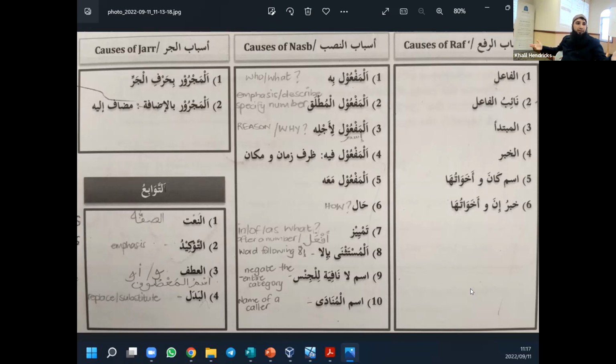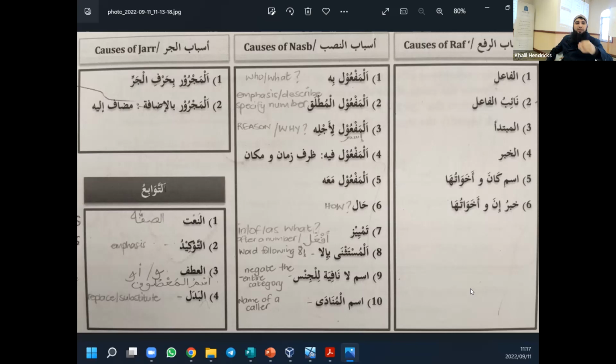Mawsuf can be in any hal, depending on what function is playing in the sentence. But the sifa must have the same hal like the mawsuf. There's one that's okay. There's one that's not there because it's not actually technically a thing. You did the ismul ishara and the musharun ilay, right? What hal is the ismul ishara in? It doesn't have a specific hal. It can be in any hal.